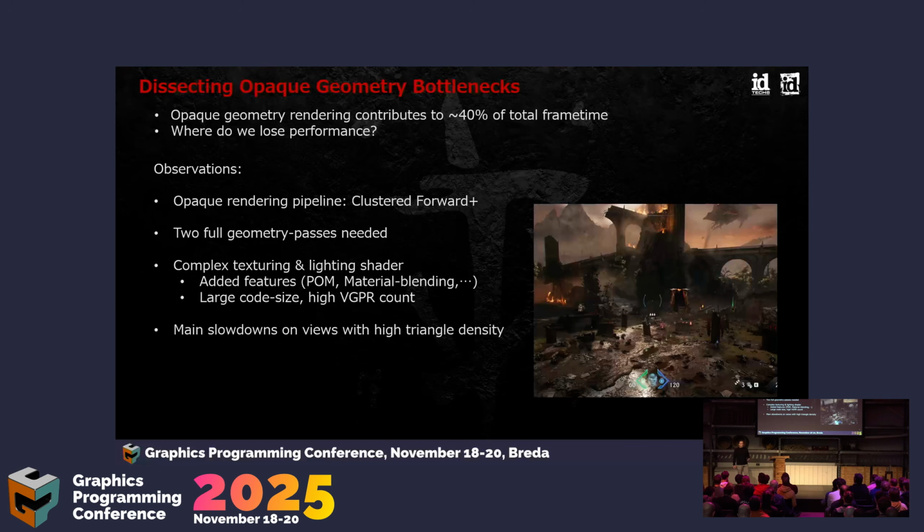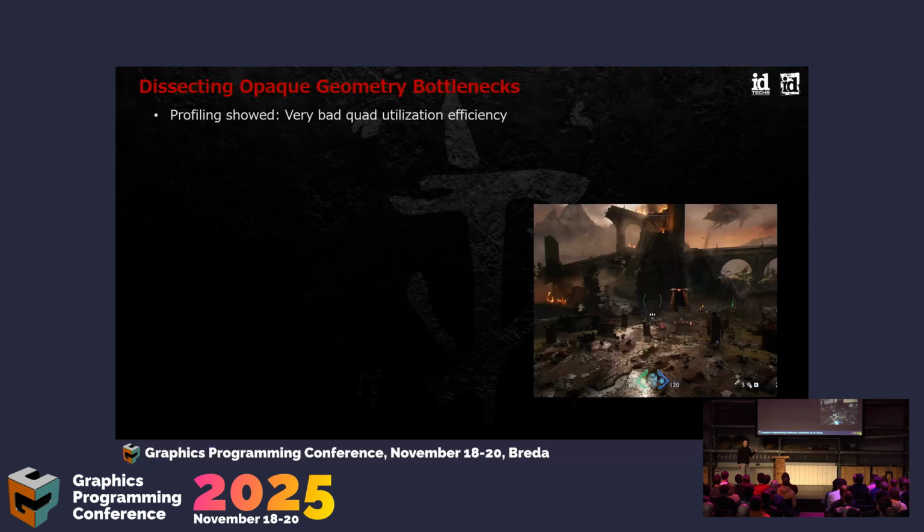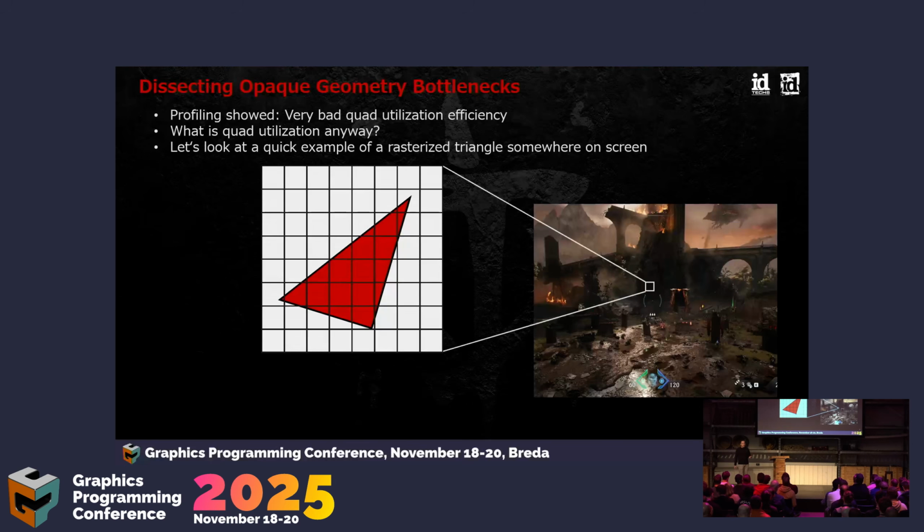Something we've also noticed is that the views where the opaque geometry rendering had the worst performance were those that featured a very high triangle density. With that last point, we wanted to understand this a little bit better. So we actually were suffering from a very bad quad utilization efficiency, which we learned from profiling.